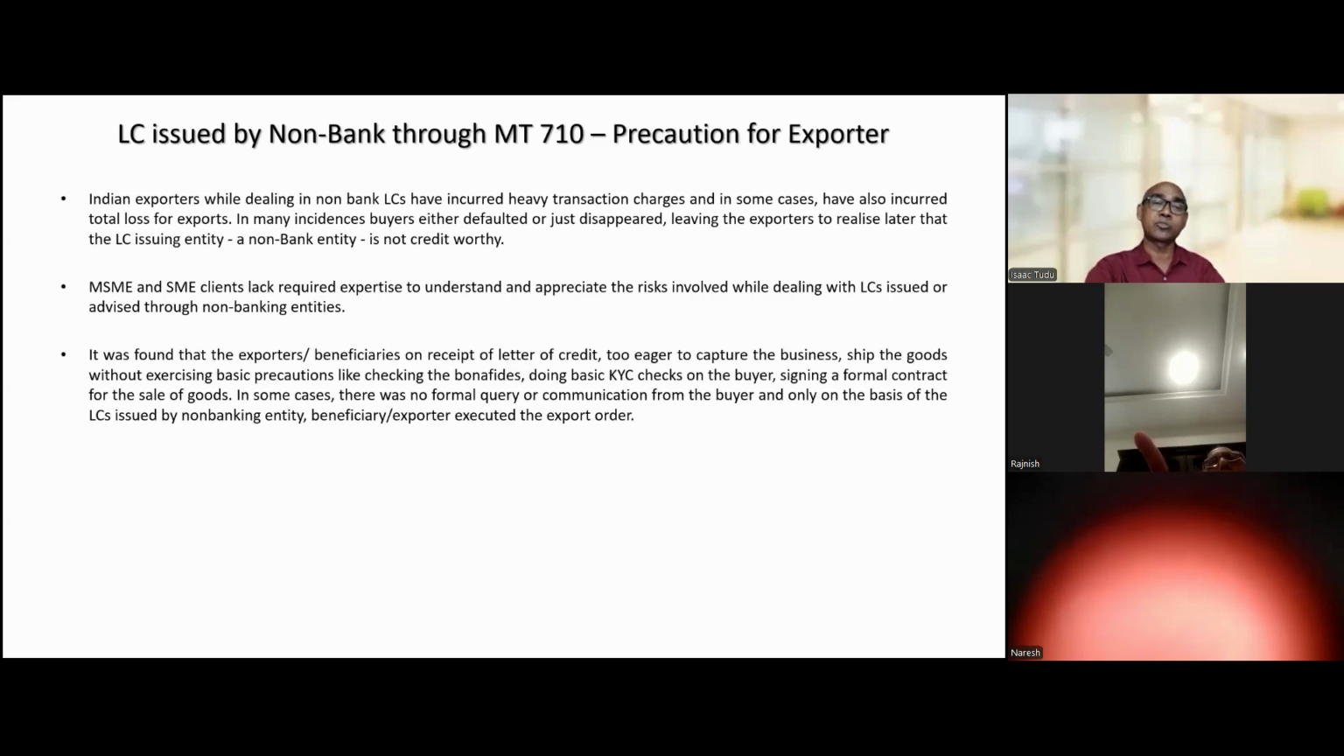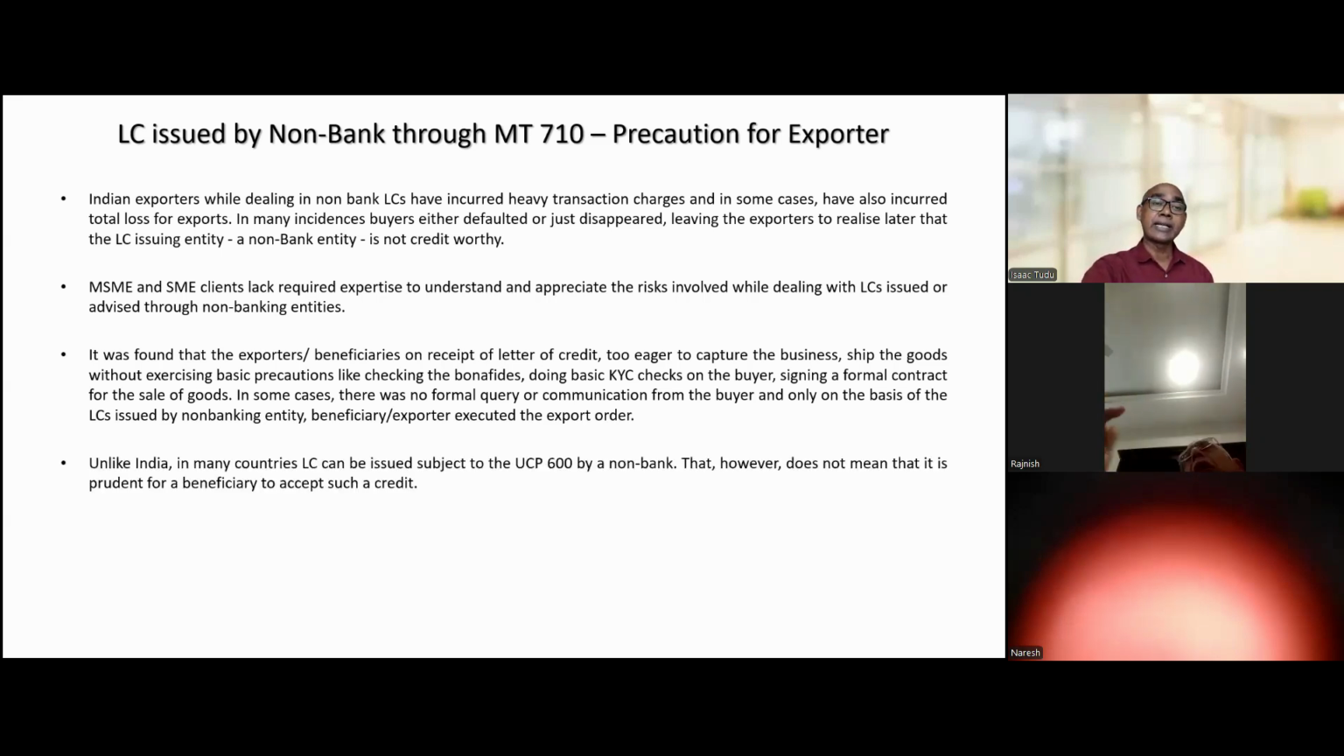It was found that exporters, on receipt of the LC, were too eager to capture the business and shipped the goods without exercising basic precautions like checking the bona fides, doing basic KYC checks on the buyer, and signing a formal contract for the sale of goods. In some cases, there was no formal query or communication from the buyer, and only on the basis of the LC issued by a non-banking entity, the beneficiary exporter executed the export order. Unlike India, in many countries an LC can be issued subject to UCP 600 by a non-bank. That, however, does not mean it is prudent for a beneficiary to accept such an LC.